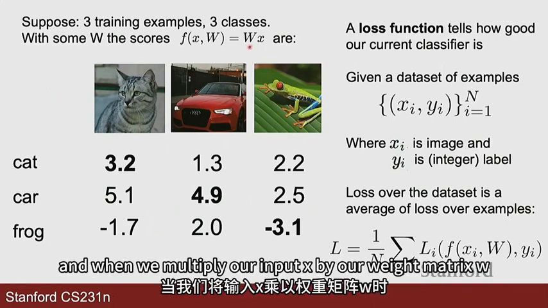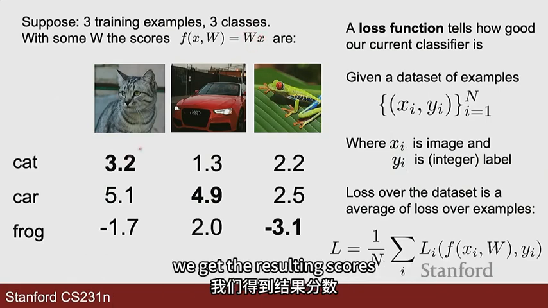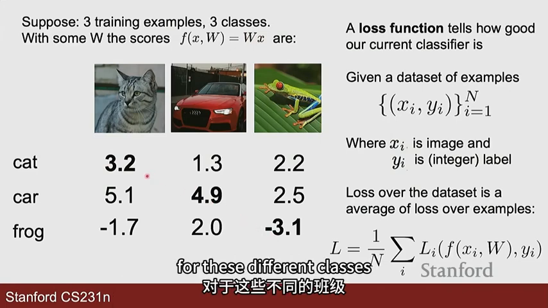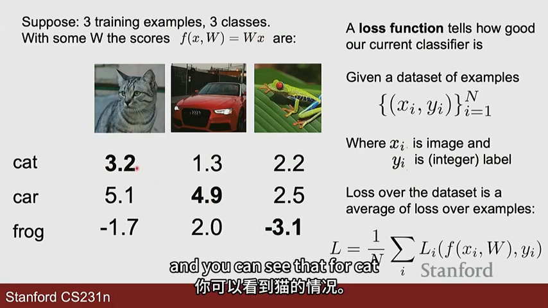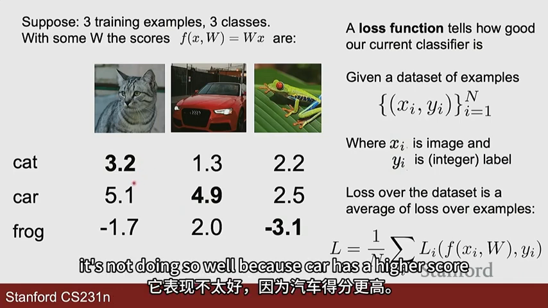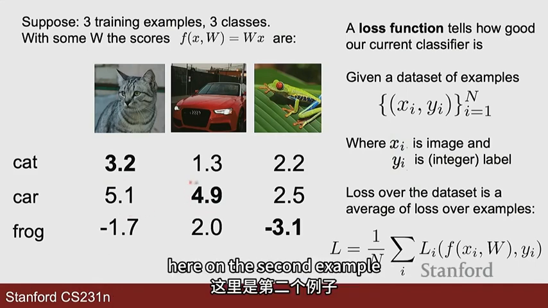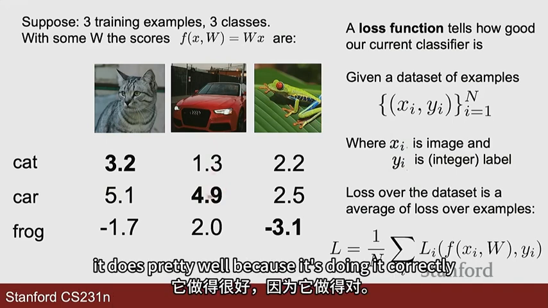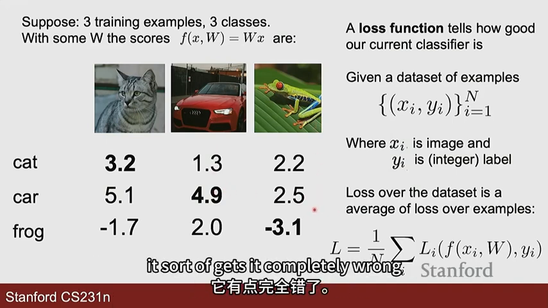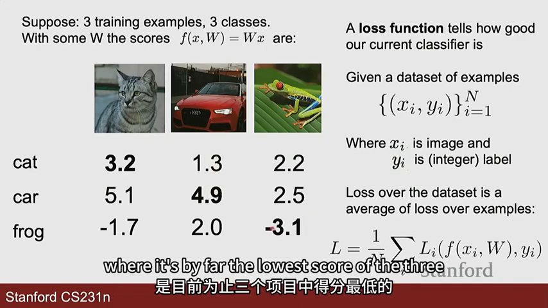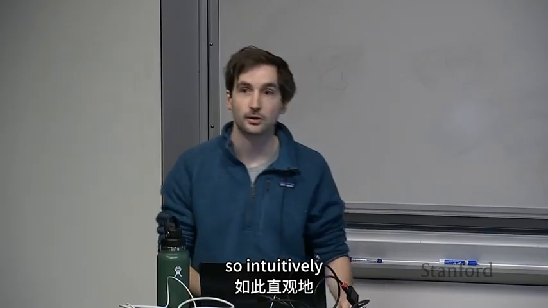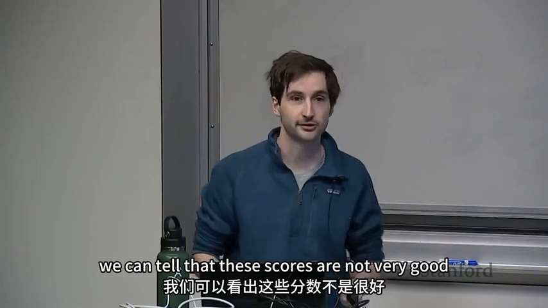So here's a very specific example of a linear model. When we multiply our input X by our weight matrix W, we get the resulting scores for these different classes. You can see that for cat, it's not doing so well because car has a higher score, and we want the highest score for the correct class. Here on the second example it does pretty well because it's doing it correctly. But in the frog example, it gets it completely wrong, where it's by far the lowest score of the three.